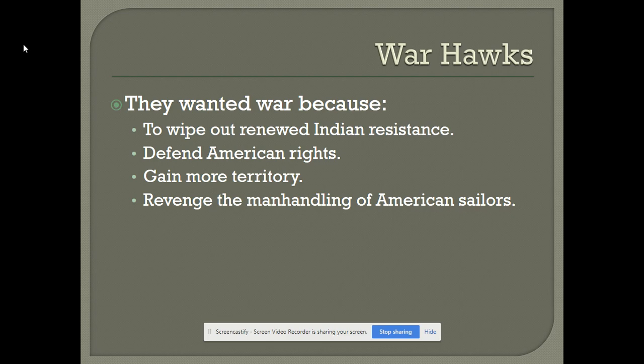They want to gain more territory. They want the great fertile farmland of the Midwest and also the American Southeast, which are great farmlands. It's some of the breadbaskets of our country. And the other thing they want war for, which was the most valid reason of all these, is revenge for impressment of American sailors by the British Navy.